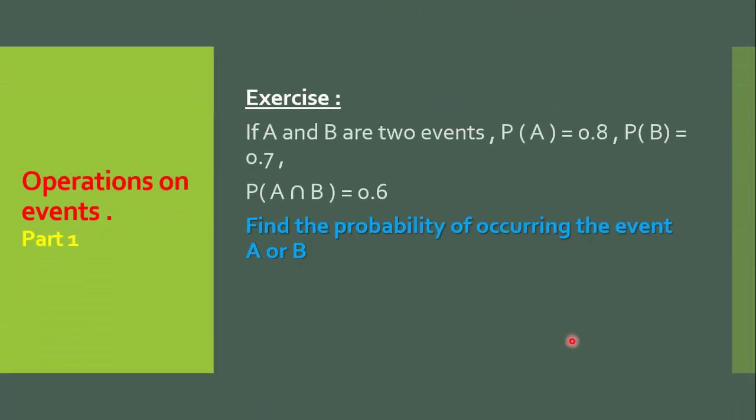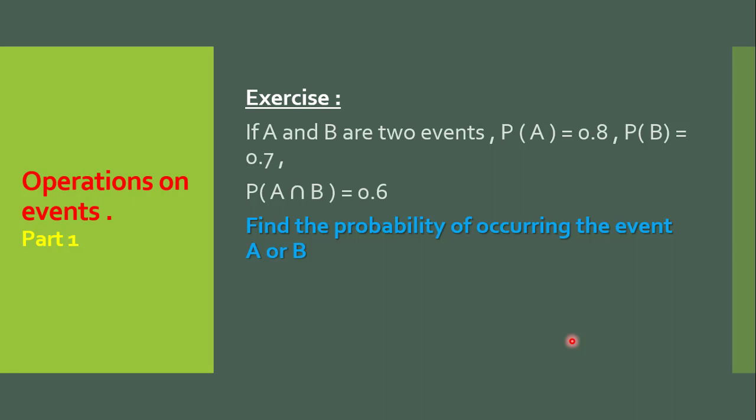Here we have an exercise. If A and B are two events, the probability of A equals 0.8 and the probability of B equals 0.7. The probability of A intersect B equals 0.6. Find the probability of occurring of the events A or B. It means A union B.